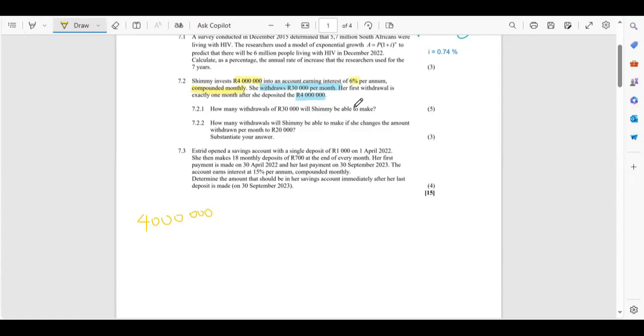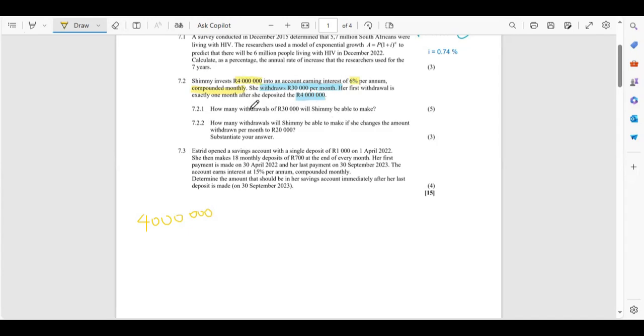Now, in this case, this is an annuity. Why? Because she withdraws 30,000 per month. This is a constant, fixed amount. It doesn't change. And it is also on a consistent basis, regular time intervals, which is per month. Meaning that we can choose between two annuities, future value or present value. Now, what is this? This would be a present value. Why? Because this 4 million is the amount that she invests now. Hence, this would be a present value question.